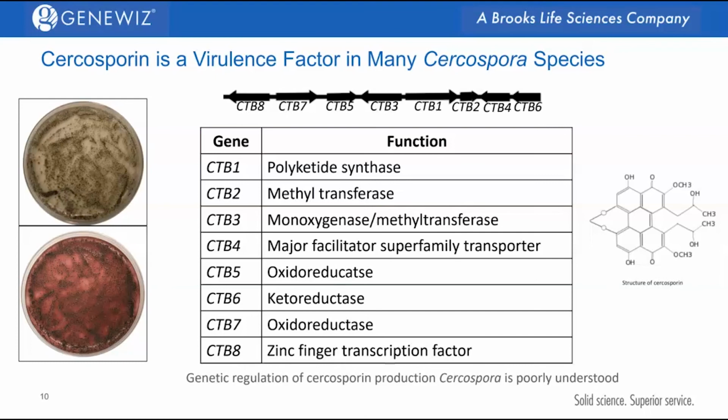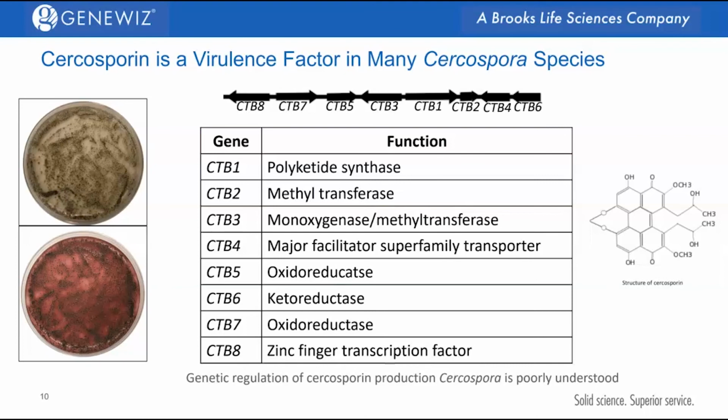However, recently, the work from Melvin Bolton's group at NDSU expanded this cluster to add 4 more genes, which have been named CTB9 through CTB12. Not only have they expanded the cluster, but they have also identified that this cluster is not just present in Cercospora species, but is also present in Colletotrichum species. So there is evidence of horizontal cluster transfer from one species to another.